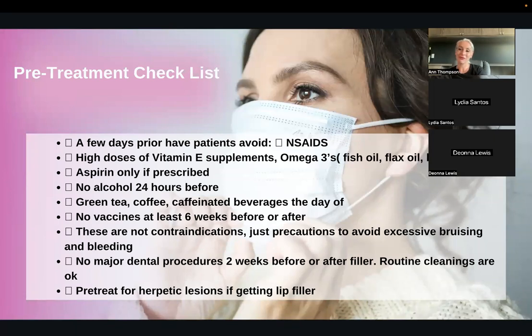Vaccines for 6 weeks before or after, because we talked about that in training. If someone's going to be getting a vaccine, they want to get the full effect of that vaccine. So you don't want to do anything that might blunt or mess with their immune response from that vaccine. So please, no fillers 6 weeks before or after. And then no dental procedures 2 weeks before or after either.